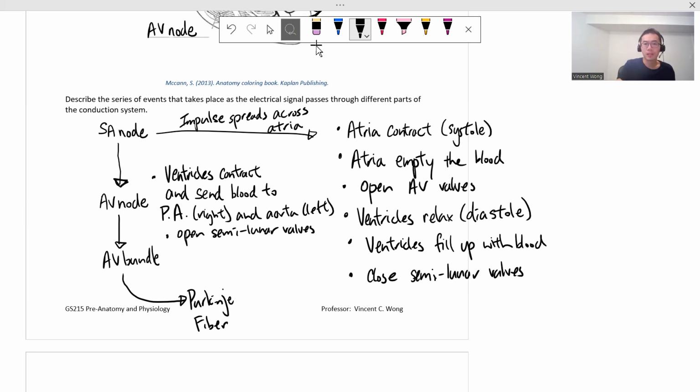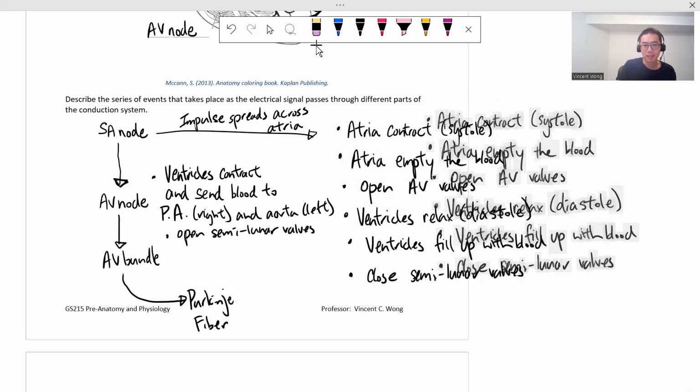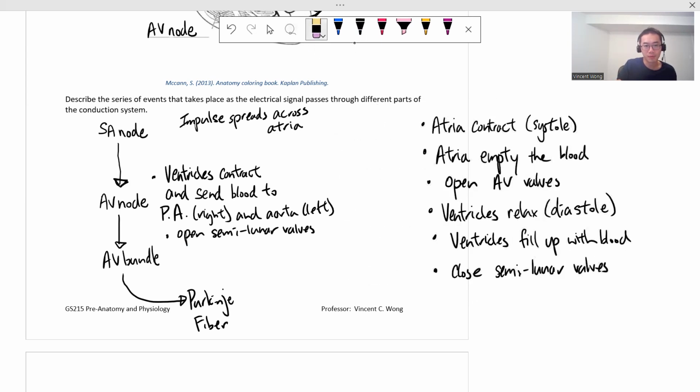You probably have to reorganize the notes afterwards anyways, okay? I know it's very messy. I'm sorry. I'm just kind of doing it on the spot. PA is pulmonary artery. So you open the semilunar valves. And now all the blood is going forwards. You want to make sure that they're not going back. That's why we have to close the AV valves. Tricuspid and bicuspid have to close.